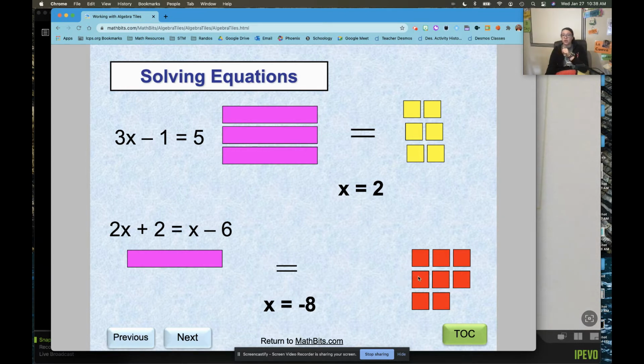That bottom one, we're not quite there yet. That's when we have variables on both sides, but we'll get to that after map testing. Let's go back and look at this top one again because we kind of missed this last part. Because there's 3 x's, I need to put those yellow blocks into 3 different groups. And I see each one of those groups has 2 in it. So that means one of those x's is equal to 2 yellows or 2 ones, which makes 2.